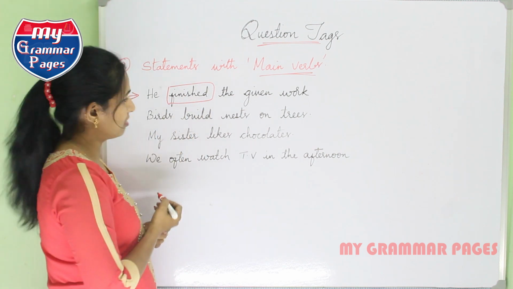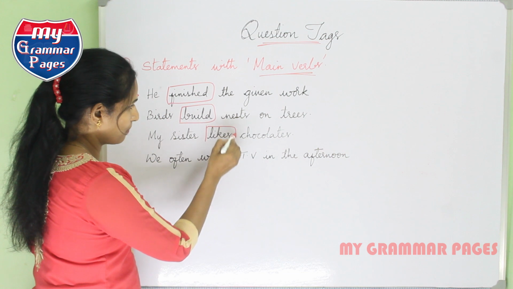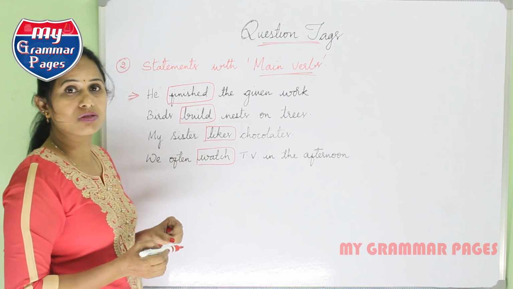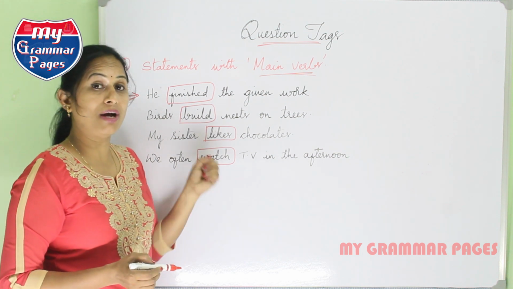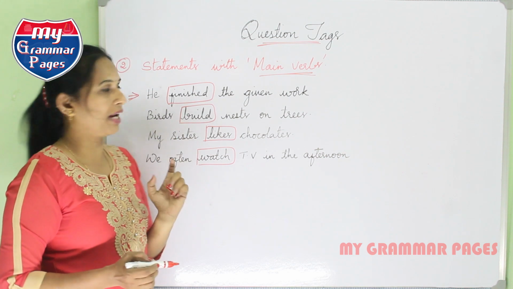Here it is past tense and here it is simple present tense. Even here it is simple present tense. Here also it is simple present tense. The only thing you need to do is decide what kind of helping verb has to be taken when the sentence has only a main verb.